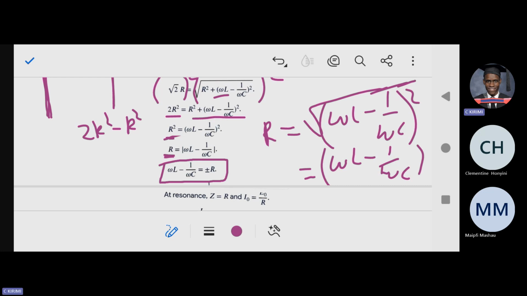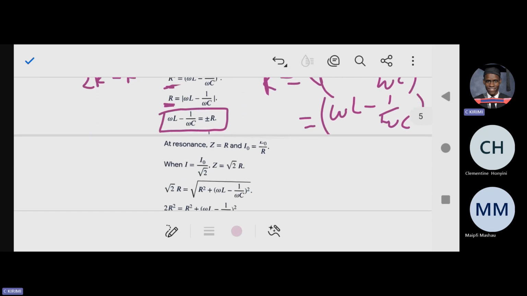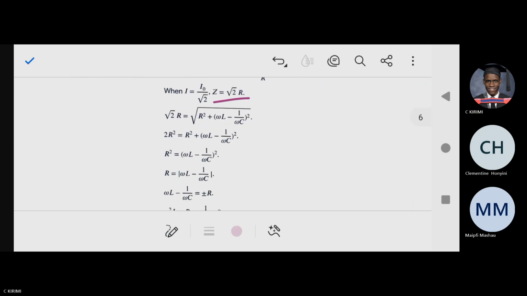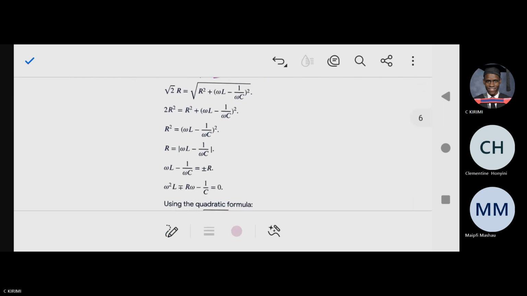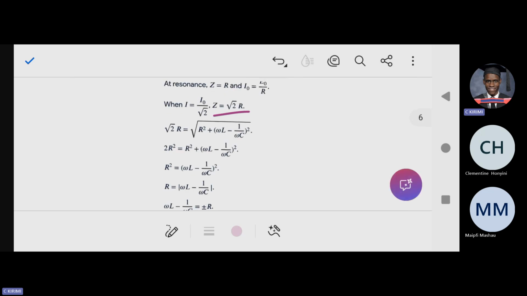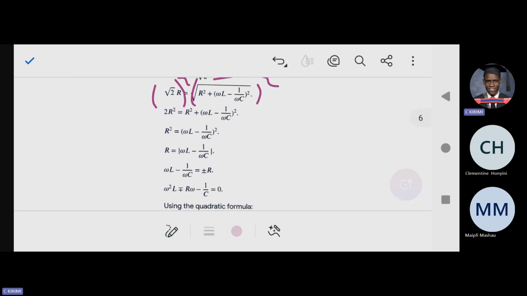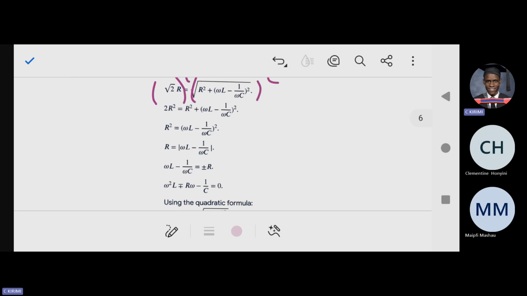So at resonance, this one we already calculated, Z is equals to root of 2R. It was given. So we did the same, squaring both sides here to remove the square root, which means you also square this side, then the root is out. You come back. So now when you solve for R, what is the value for R?